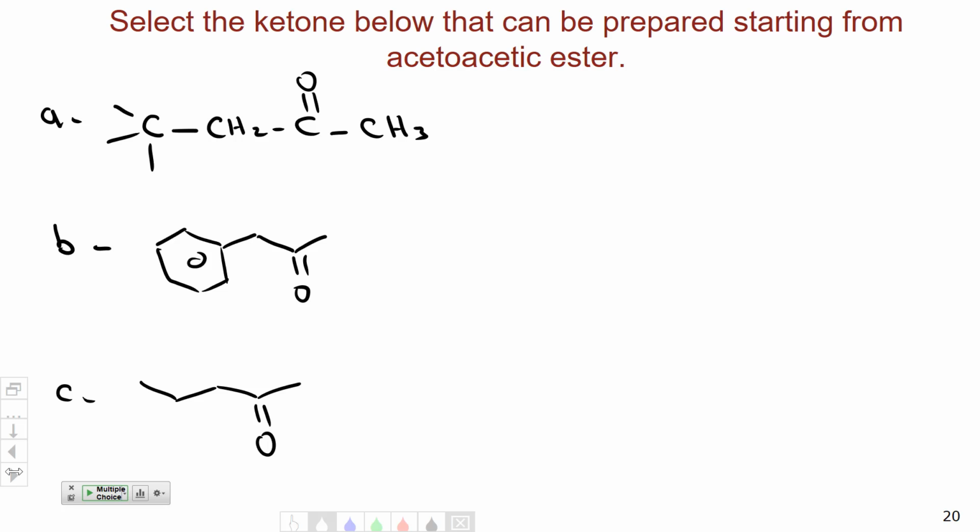So the question here is: select the ketone below that can be prepared starting from acetoacetic ester. Since we just started the concept, I'm going to give you the structure of acetoacetic ester, but later on, in the exams, I'm assuming you know what acetoacetic ester is and what malonic ester is. So the question is, if you start with this acetoacetic ester and do the three typical steps, which of the following can be prepared? Stop the video right here and try to do this yourself.